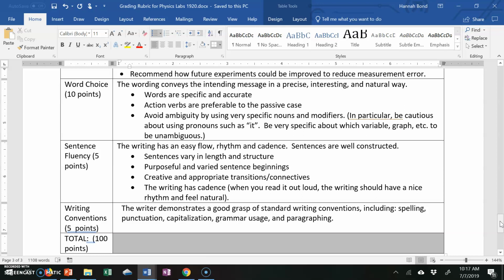If you have time, it's a very good idea to read the conclusions aloud to yourself so that you can check that the writing reads well. If it reads well, it will be easy to understand. So use good sentence structure and nice transitions between paragraphs. And then, of course, pay attention to spelling, punctuation, grammar, and the use of paragraphs.